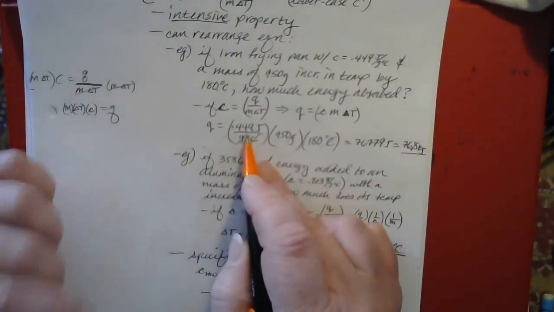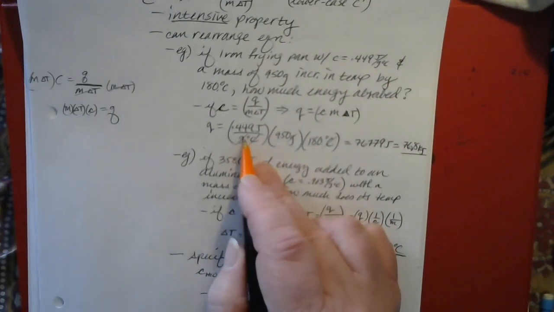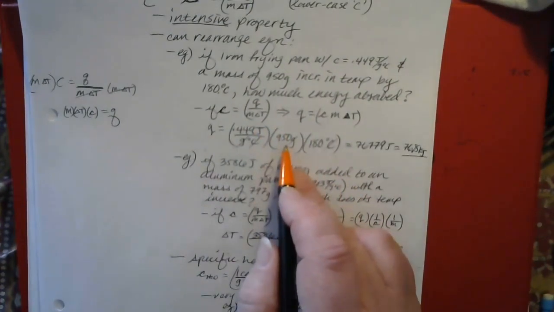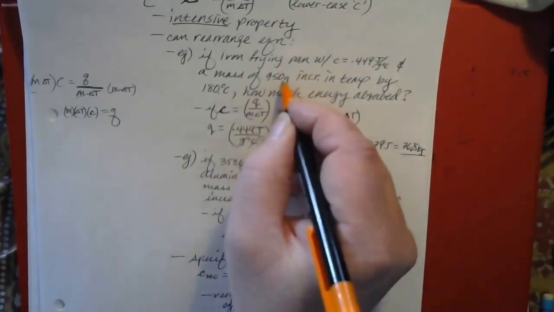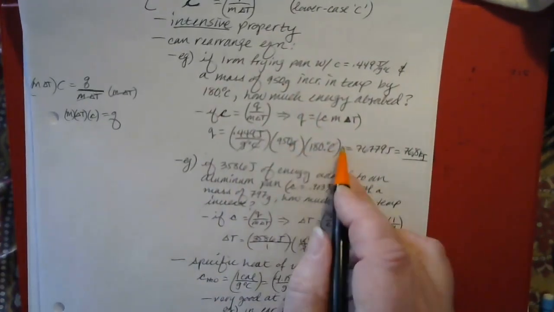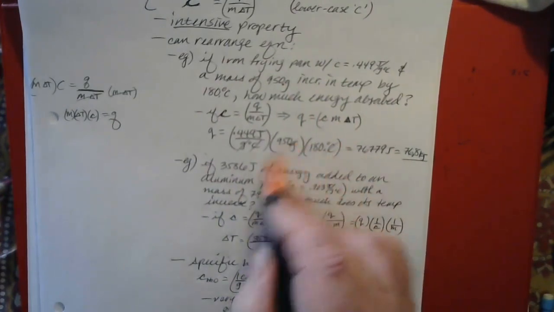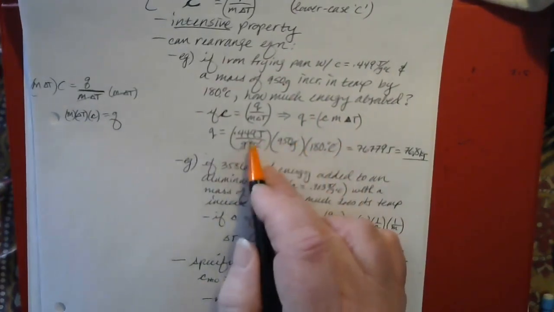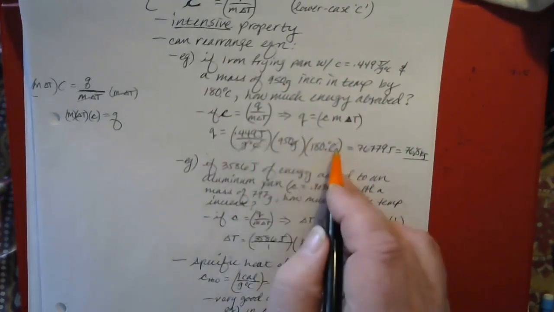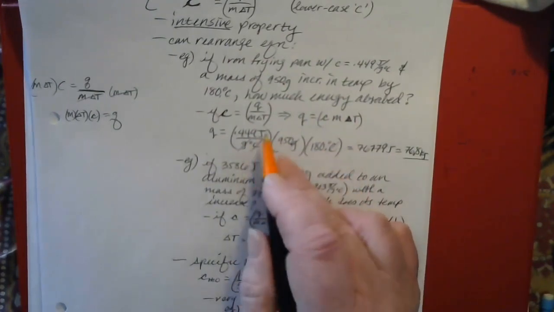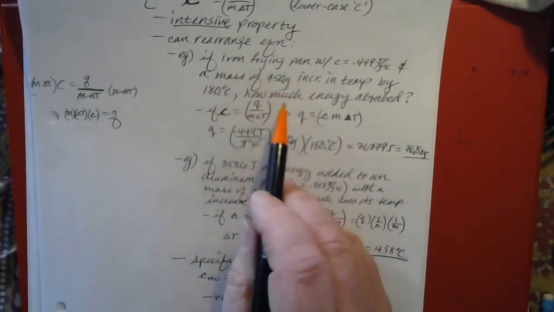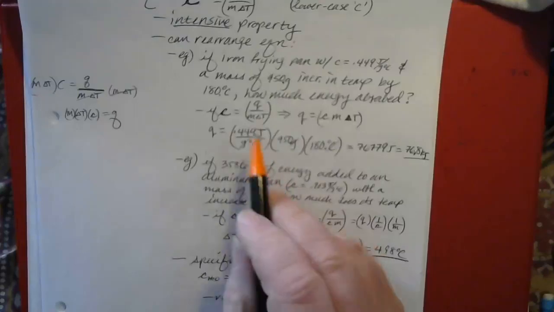The specific heat of iron was 0.449 joules per gram degree Celsius. The mass of the pan was 950 grams. Whoops, there should be a decimal point there. And the change in temperature is 180 degrees Celsius. Notice that grams in the mass cancels with grams in the units of C, and degrees Celsius in the temperature also cancels with degrees Celsius in the units of C, leaving us with joules as the only remaining unit. And that's good because we're looking for energy, which is joules.